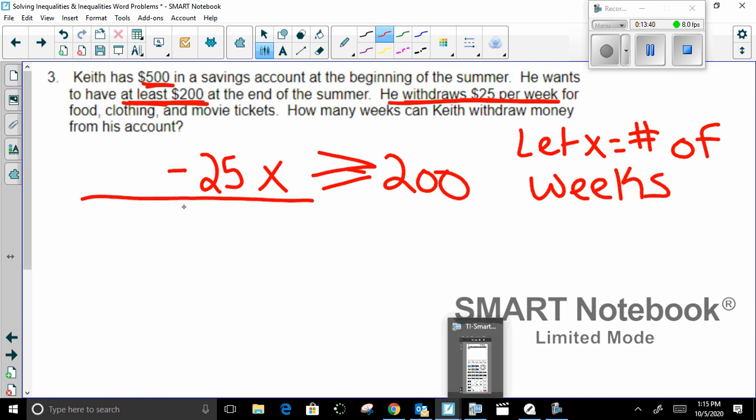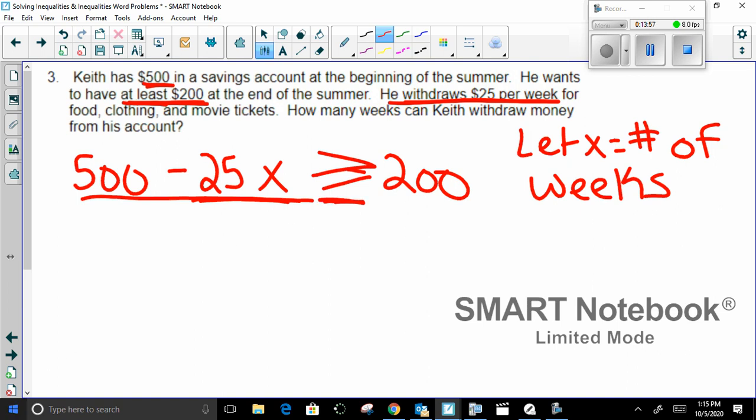But what am I subtracting that from? Well, how much did he have in his account at the beginning of the summer? He had 500. So he has 500 in his account at the beginning. He takes away 25 per week. I don't know how many weeks, so I have that x. And I want it to be at least 200. So now I'm going to solve for x here.